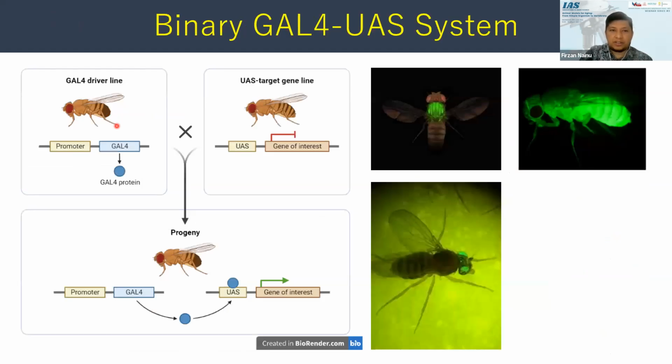And then we also can use this transgenic system. We call it the GAL4 system. In this particular technique, we use two different flies.